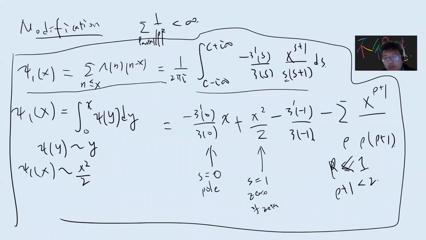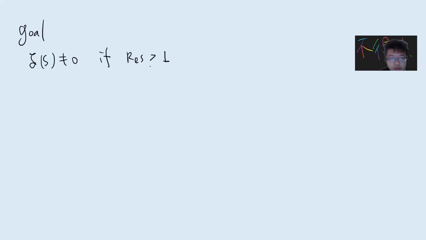Okay, but there's a subtle detail that I haven't talked about. Simply speaking, if you want to prove this prime number theorem, you need to show the following. You need to show the zeta function has no zero when real s is greater or equal to 1. So simply speaking, you need to show this function is non-zero if real s is greater or equal to 1.